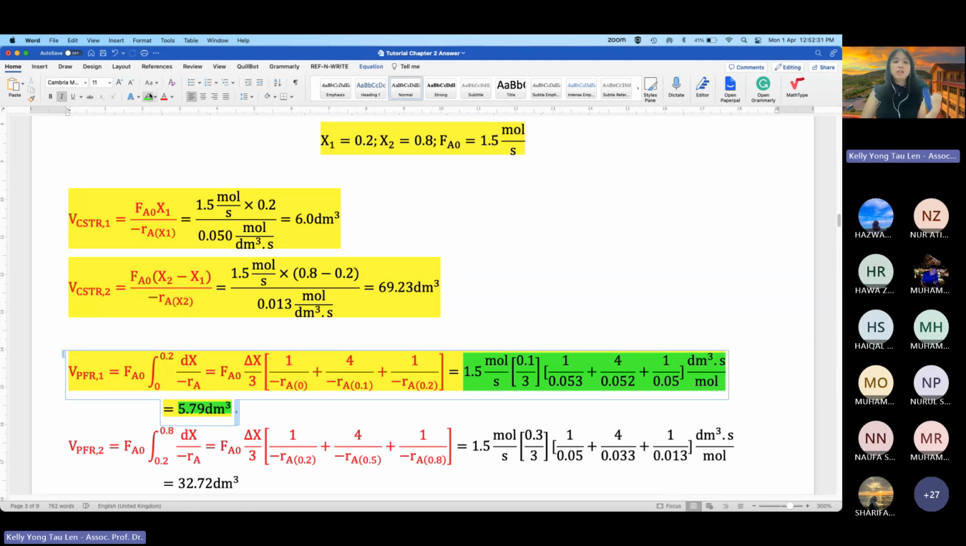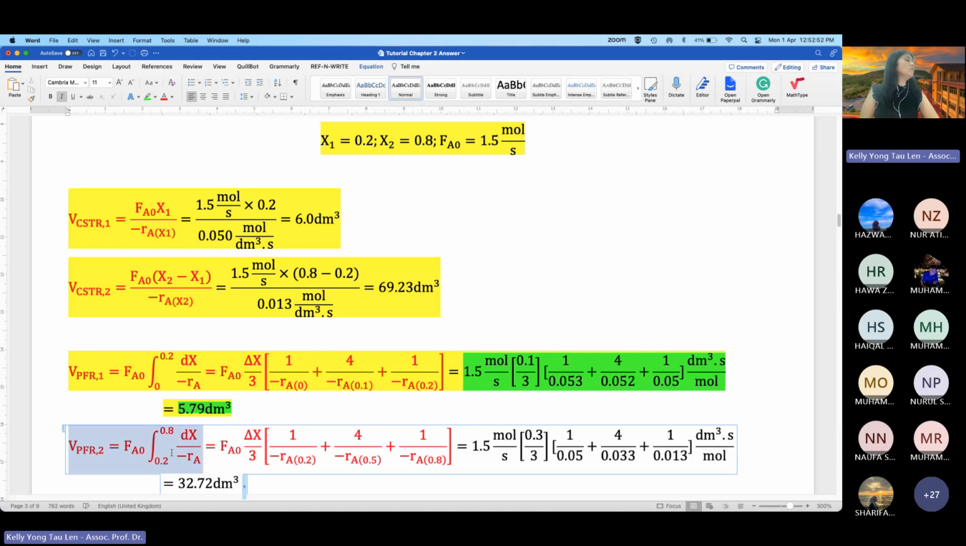The one available is much bigger than what you need, so definitely you can use it, because the 5.79 that you calculated is the least amount of volume that you need. Meaning your reactor must be at least 5.79 or bigger. In this case, you have a bigger one, so PFR1 can be used. Again, let us check PFR2.